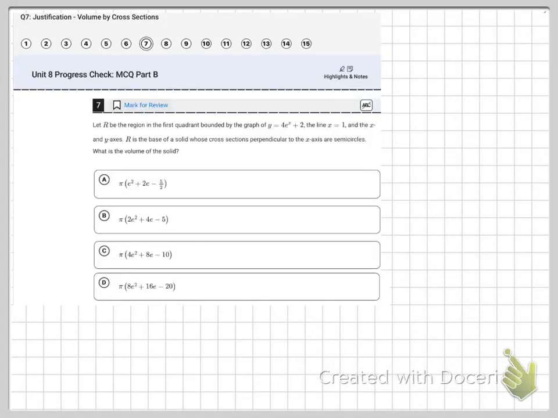And there it is, Jimmy. Another volume by cross sections. This one has an e to the x in there. There he is, the curve. Y equals 4e to the x plus 2. This is a normal e to the x.